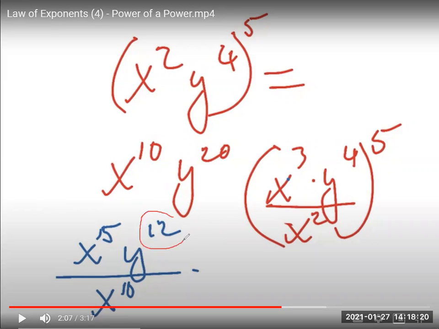This y to the 12th right here should be 4 times 5, should be y to the 20th. But this is a video I made a few years ago, and I've had a student catch that mistake. I just wanted to let you know so you weren't confused by anything. So 3 times 5 is x to the 15th. 4 times 5 should be y to the 20th, and then 2 times 5 should be x to the 10th on bottom. I'll continue here.